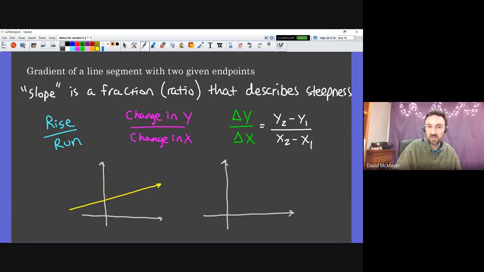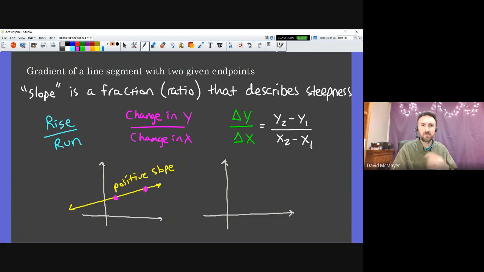So if we draw in something like this, this is a positive slope. And the way I think about this is that if I choose 2 points on this line, moving from this point on the left to the point on the right, the y values go up. This is a bigger y value on the right. And the x values also go up. This is a bigger x value on the right. So the change in y is positive and the change in x is positive if we move from the point on the left to the point on the right.